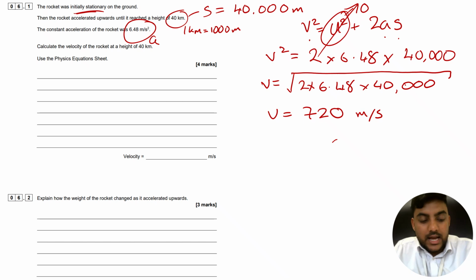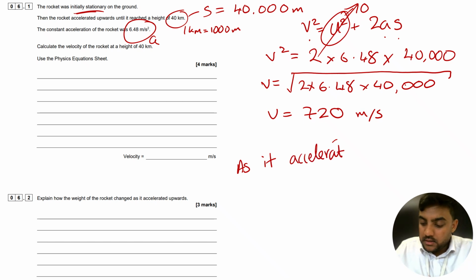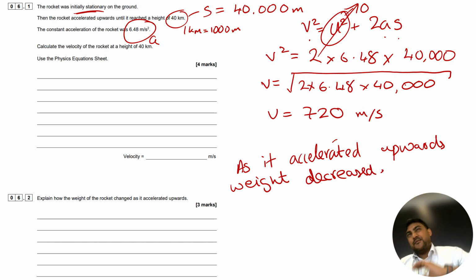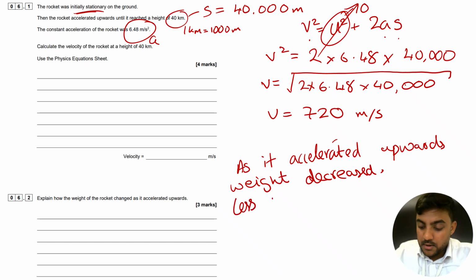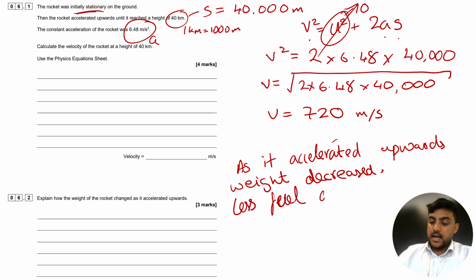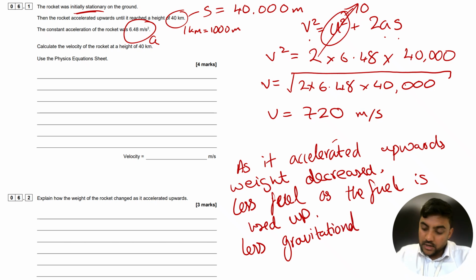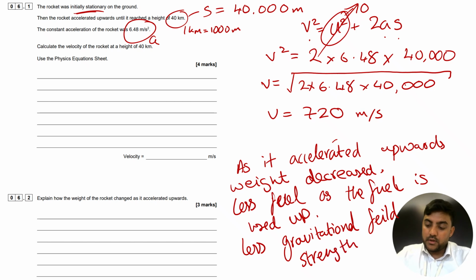Explain how the weight of the rocket changed as it accelerated upwards. Now, as it accelerated upwards, weight decreased. Why? Two reasons. While at 40,000 meters above the ground, you'll have less gravity, but you also have less fuel as the fuel is used up, and less gravitational field strength. So for both of those reasons, the weight decreased.